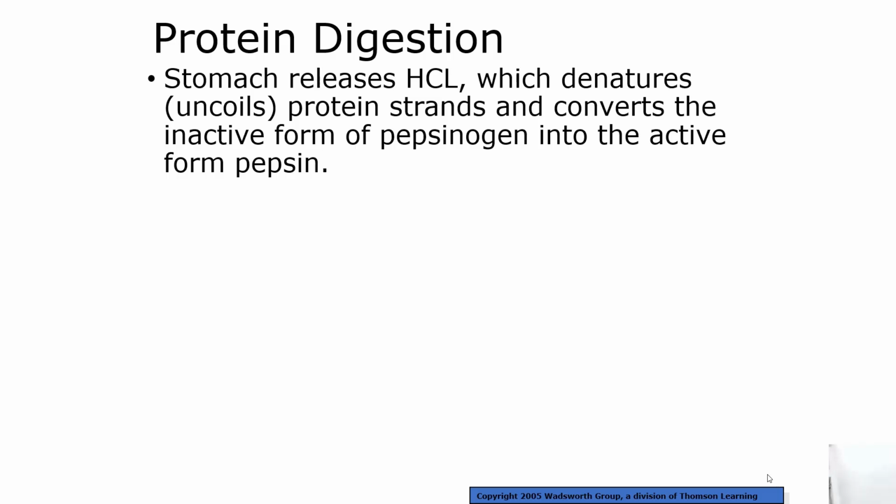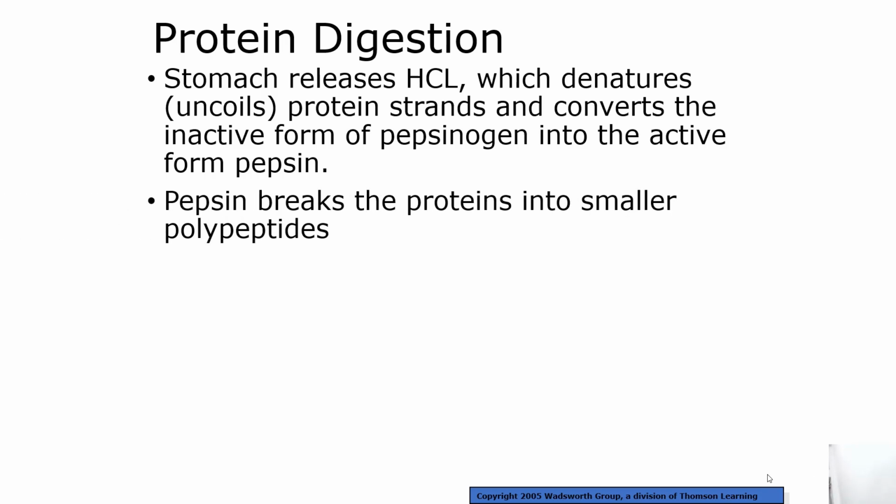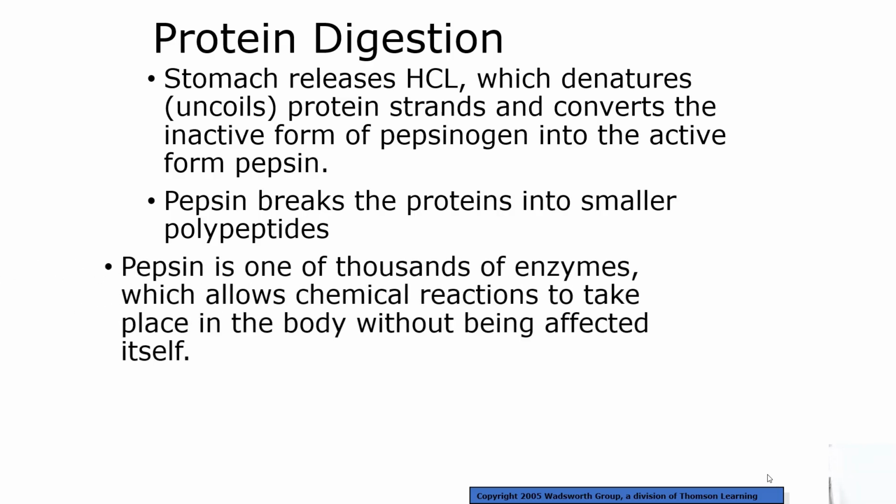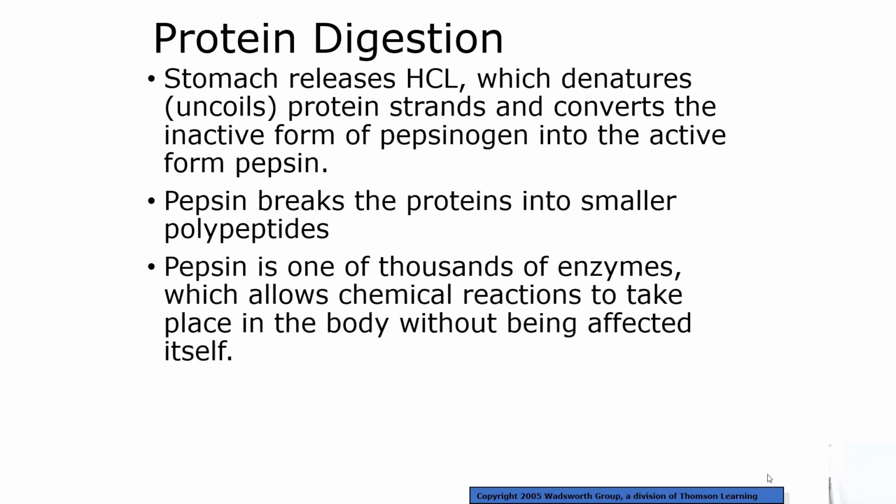What do you mean by protein degradation? The stomach releases HCl, which denatures protein strands. It converts the inactive form pepsinogen into the active form pepsin. Now, pepsin breaks the proteins into smaller polypeptides, and pepsin is one of the thousands of enzymes which allow chemical reactions to take place in the body without being affected itself.